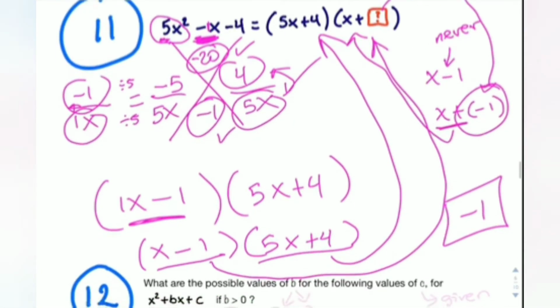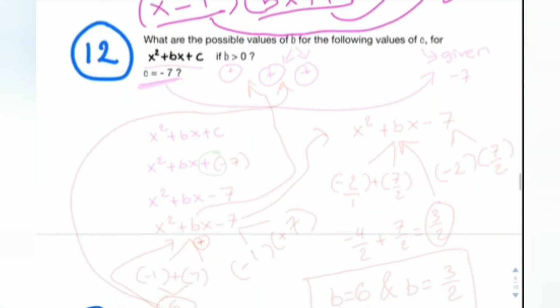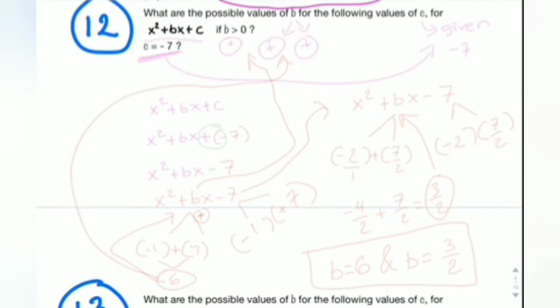Now, let's do this problem. What are the possible values of b? So we need to find 2 values of b for the following values of c. So this is going to be given now. For this expression, b must be greater than 0, so it has to be positive. So our 2 answers must be positive. And c is the given one. c is going to be negative 7.